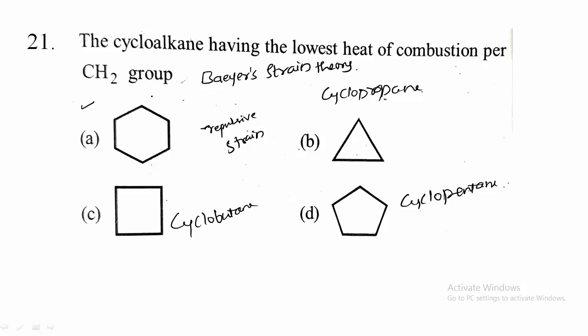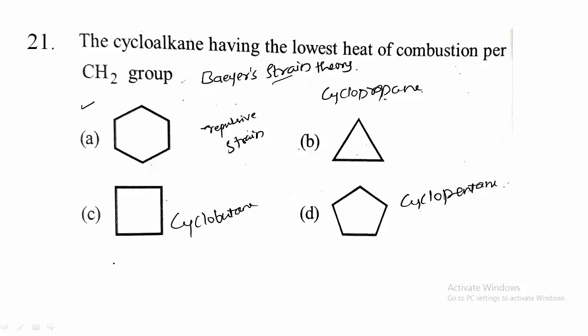So according to Baeyer's strain theory, the lesser the angle of deviation, the lesser will be the heat of combustion, which means the lesser will be the strain. So if the angle of deviation is less, then the strain will also be less. Here, how to find the angle of deviation, that you should know.